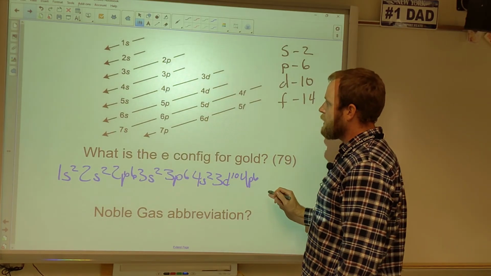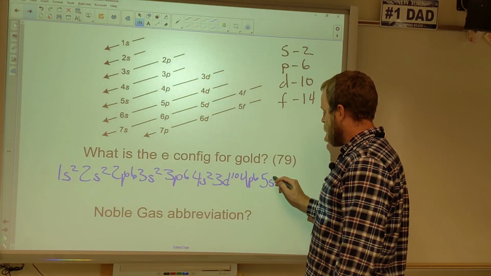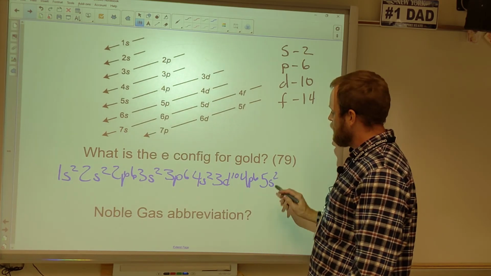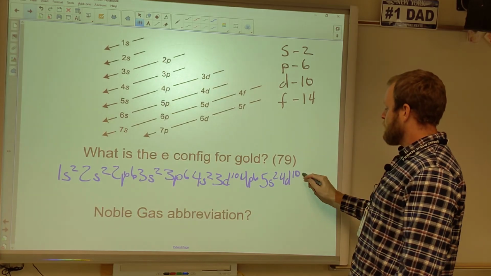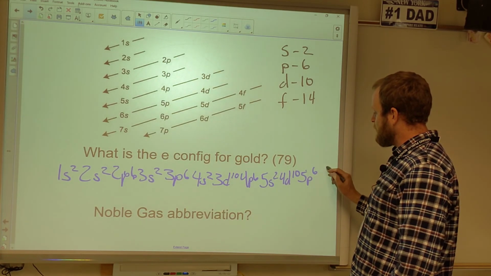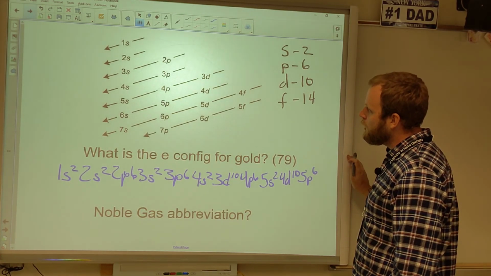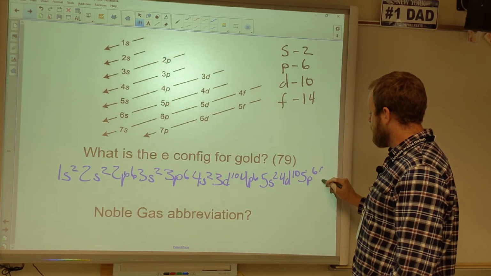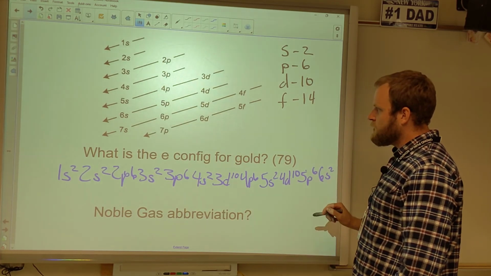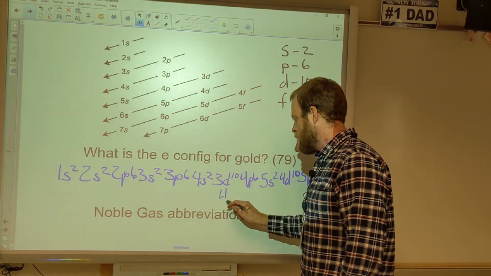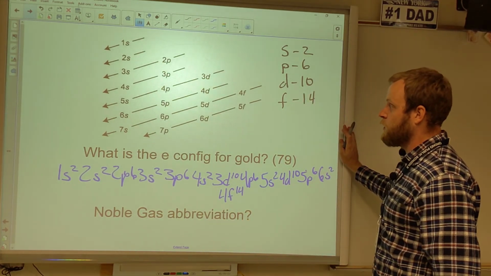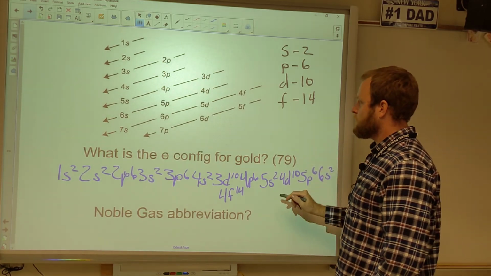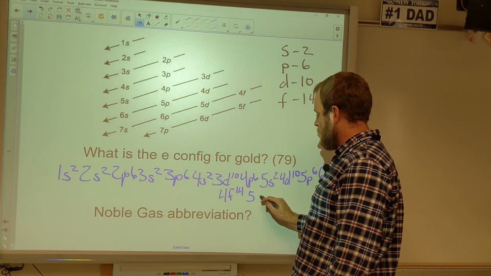4p, 6, I'm at 36. 5s2, that's 38. 4d, 10, that's 48. 5p, 6, that's 54. Getting there. 6s2 is 56. 4f14 is 70, so we're getting really close. And then I believe it's 5d9.